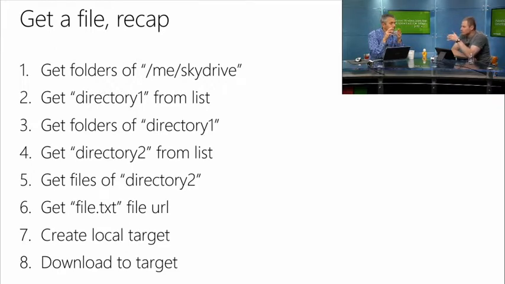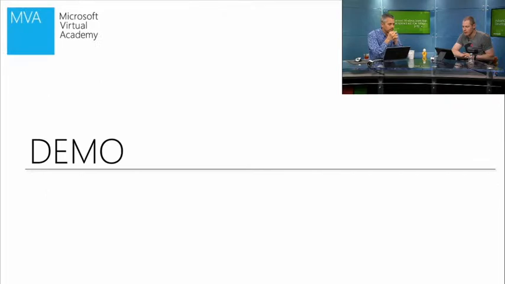We then need to request a list of files in that directory. We now need to match that against the file that we wish to download. Once we've done that, we can then get that file, find its download path from the metadata for that file. We then need to create a local target in our file system using storage file, and then we need to download to that target. Got it. So that is the process that we need to go through.